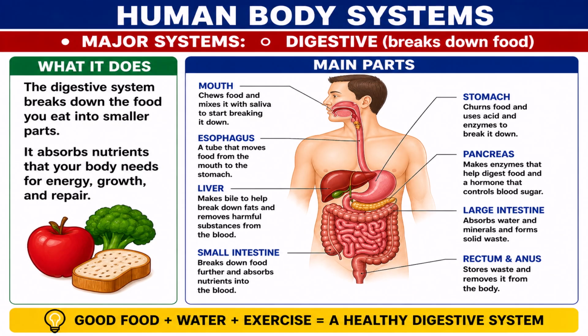Stomach churns the food and uses acid and enzymes to break it down. Pancreas makes enzymes that help digest food and a hormone that controls blood sugar. Large intestine absorbs water and minerals and forms solid waste. Rectum and anus store waste and remove it from the body.